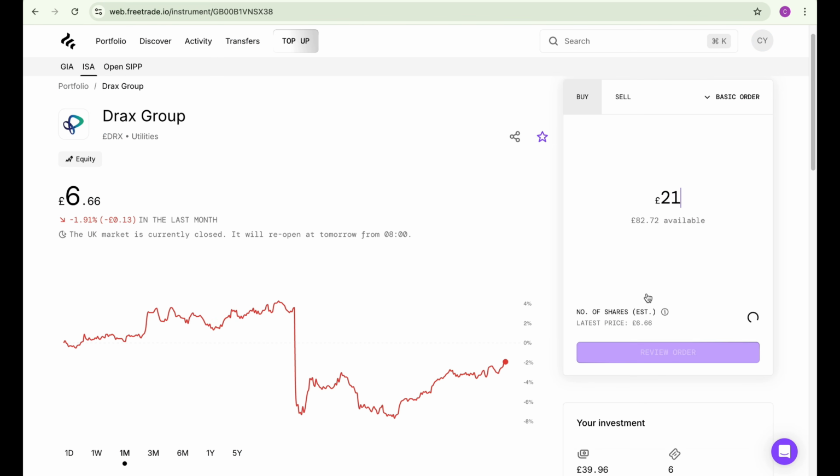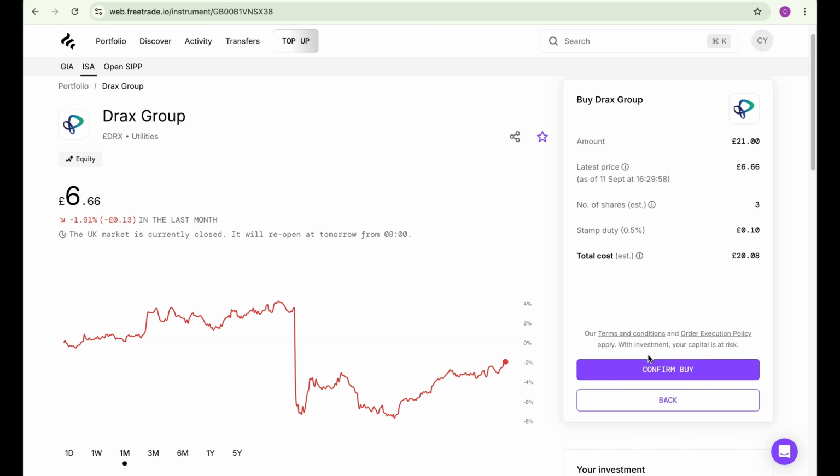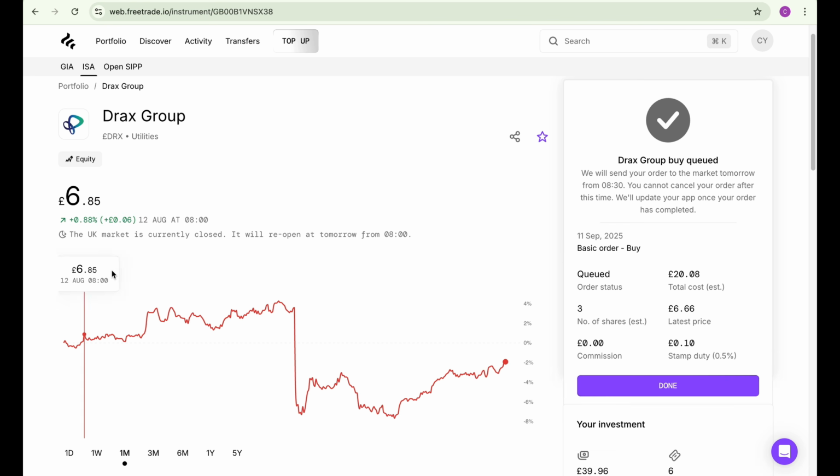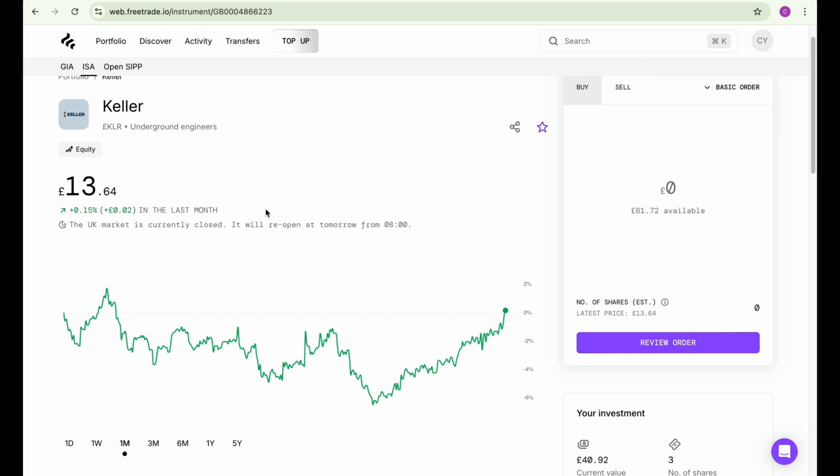And I'm also going to be adding 3 shares of this company to the portfolio for an amount just over £20. And as we can see on screen over the last month, this company is down around 1.9%. The next UK dividend company within my portfolio is Keller, stock ticker KLR.